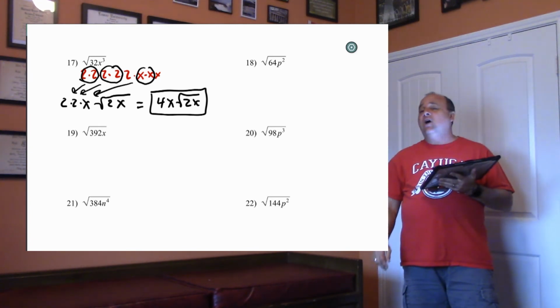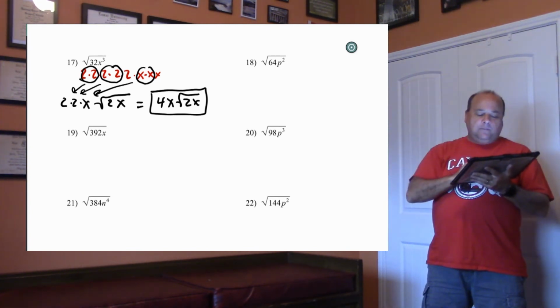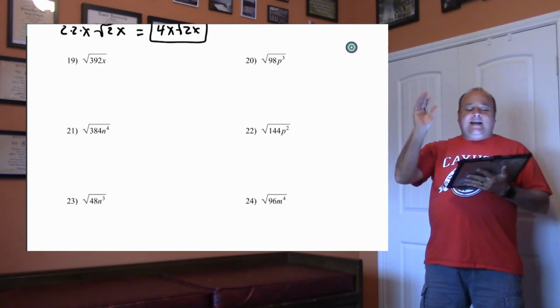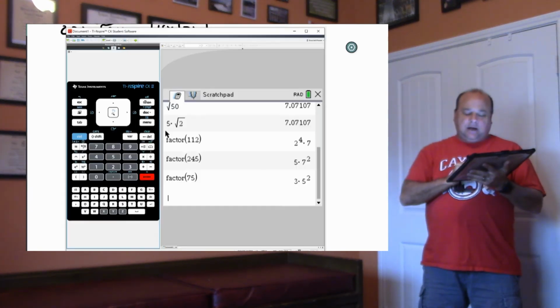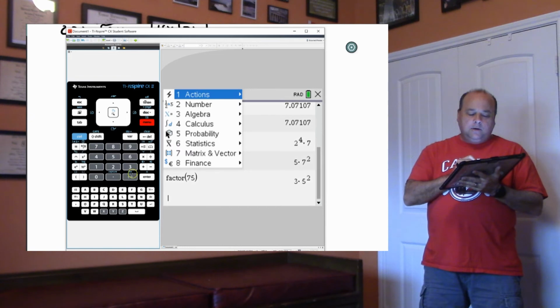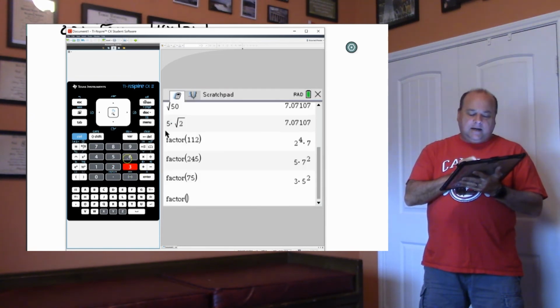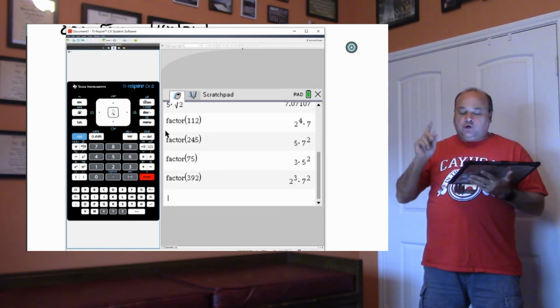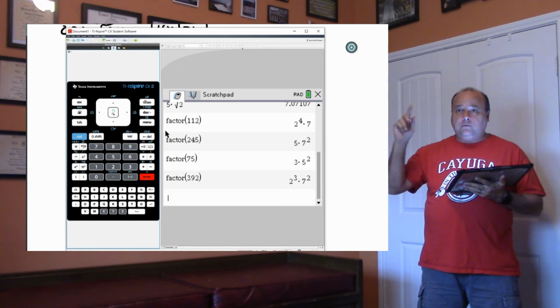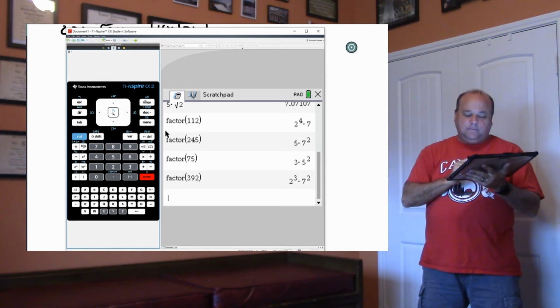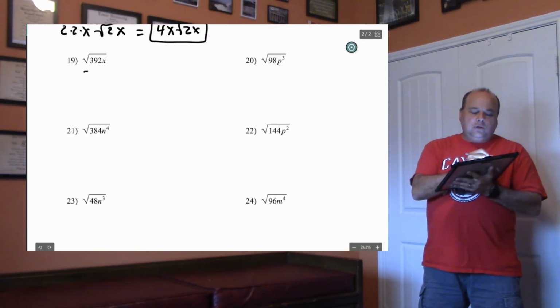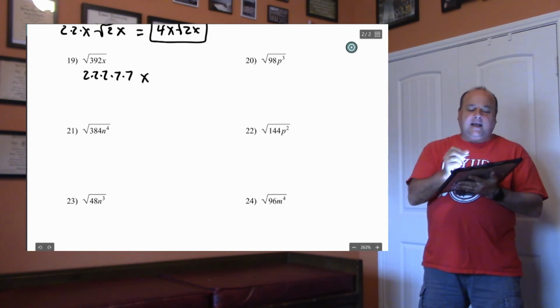Fun, fun, fun. Let's go to number 19, 392. So let's use the calculator. Menu, number, factor, and then 392, right? Hit enter. 2 cubed times 7 squared. So I need 3 2s and 2 7s, right? So 3 2s and 2 7s and 1 x, right?